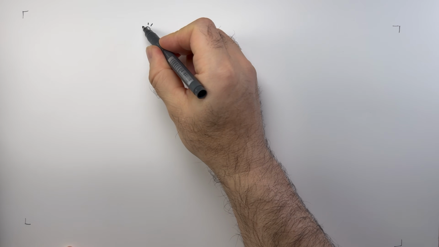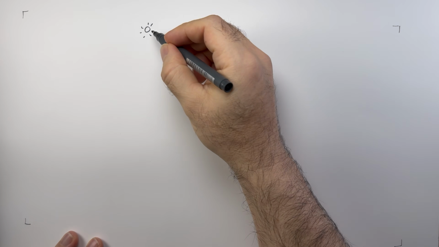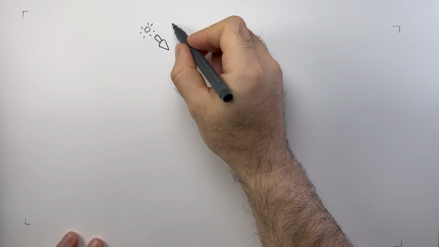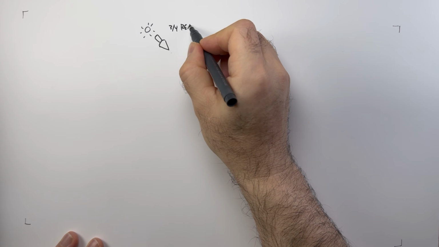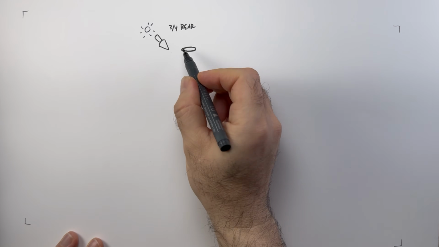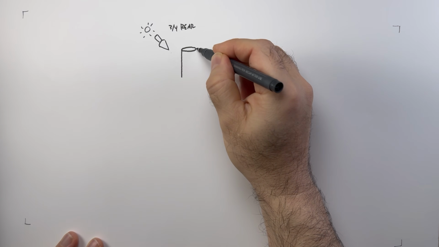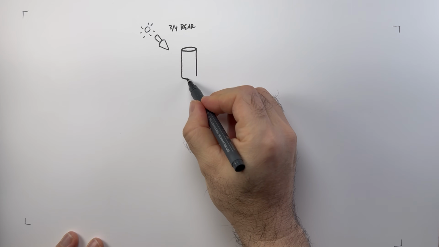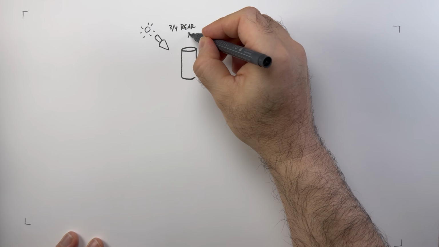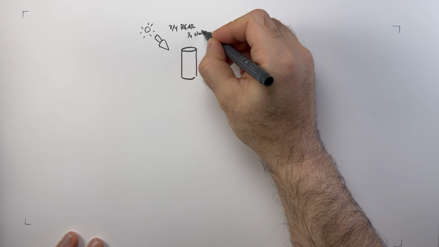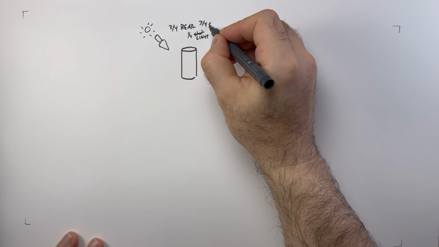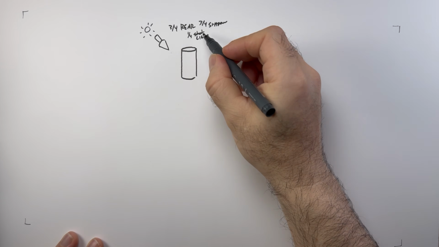So let's have the light source, grab a little bit darker pen so you can see better. Let's have the light source 3/4 rear, okay? Let's switch it up a little bit. We have our cylinder, which can represent basically anything. 3/4 rear means you have a quarter in light and 3/4 in shadow, okay?